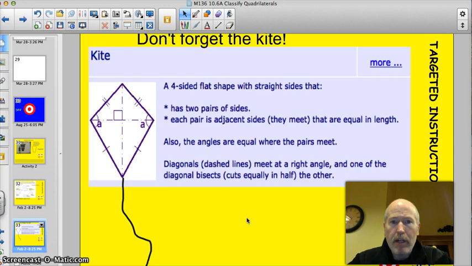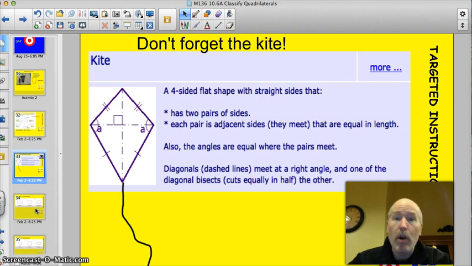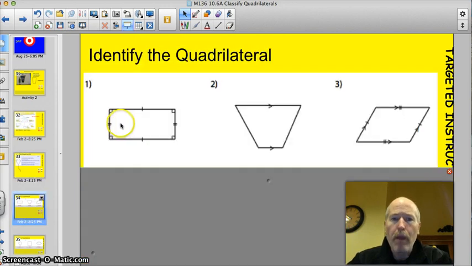All right, you ready to try some of these things? I think you are. Let's do 9 of them in a row. Let's go. All right, identify the quadrilaterals, 1, 2, and 3.